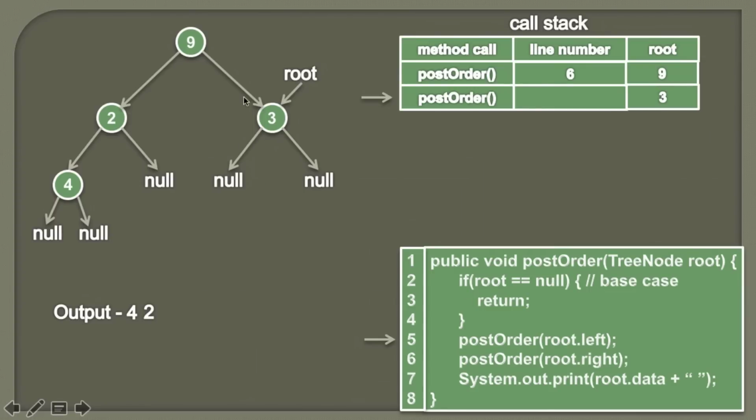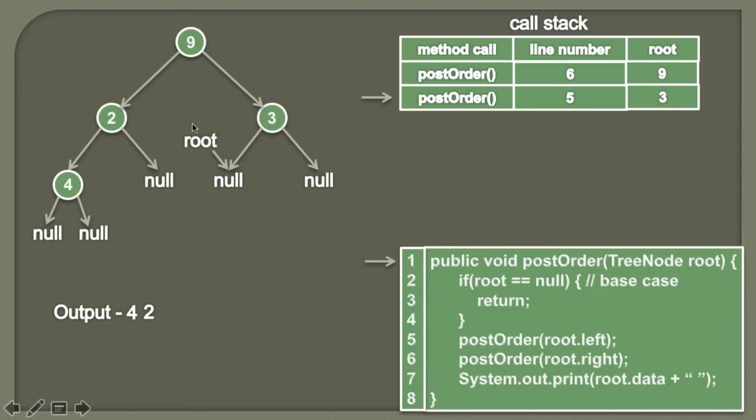So here, before processing of node 3, we know that we have to first process its left subtree, and then we have to process its right subtree. So in order to process its left subtree, we are calling this post order method again with root's left, which is nothing but the null value. So friends, we are leaving this post order method at line number 5. So we will update the line number here. And then point of execution will call this post order method again with root as null.